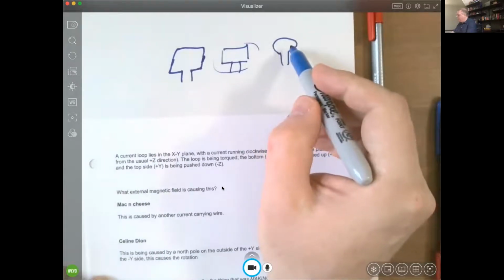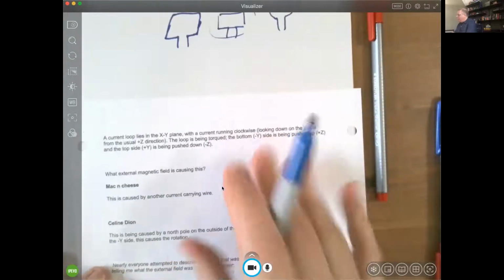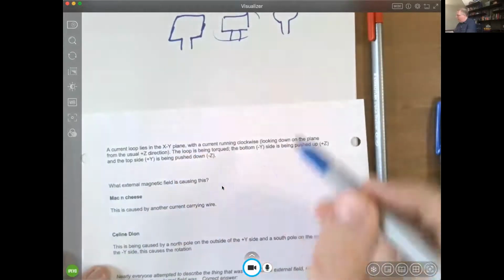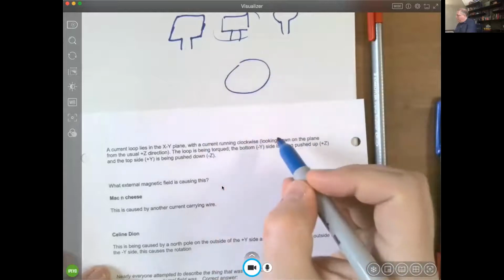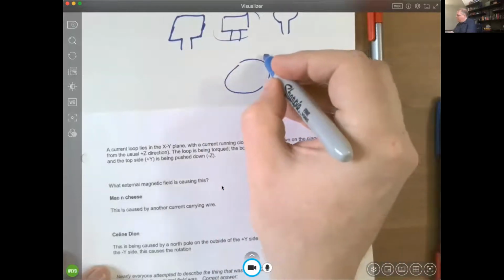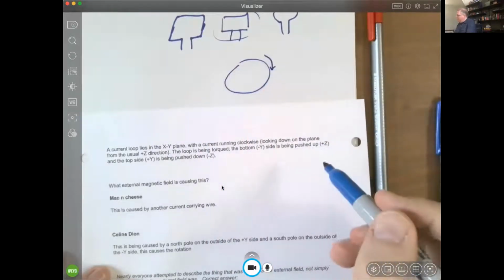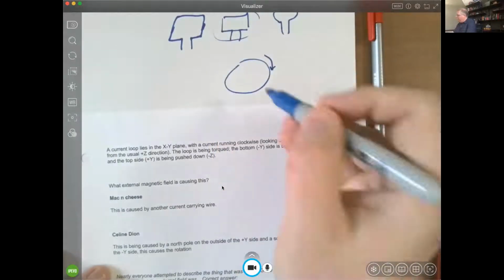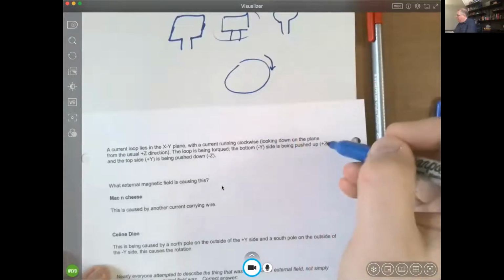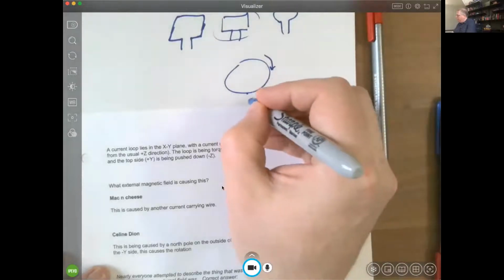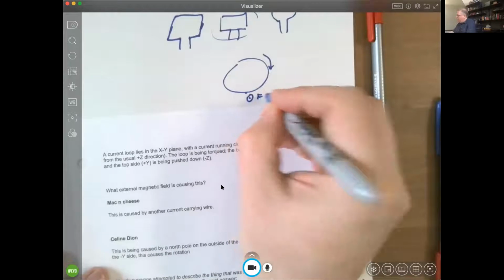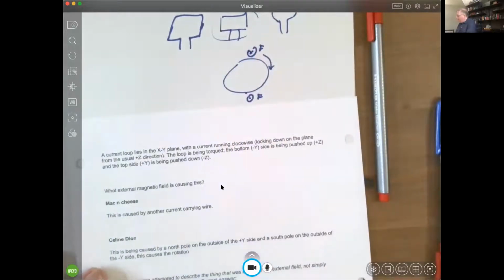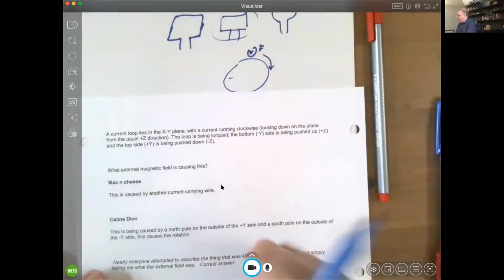So you can have a loop like this. In this case, I had a loop lying in the XY plane, so that's in the plane of the page, with the current running clockwise. Clock's going this way, and we're looking down on it. The loop is being torqued. The bottom side is being pushed towards us. So this thing feels a force this way, and this thing feels a force this way. And then these sides aren't getting pushed at all.